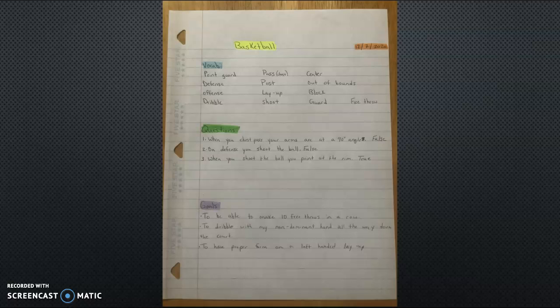And then the last section here on the journal is the goals. So I made up a few goals that would be realistic for our class. That would be to be able to make free throws in a row, to dribble with my non-dominant hand. So if I'm right-handed, then that would be to dribble with my left hand all the way down the court, and to have proper form on a left-handed layup.